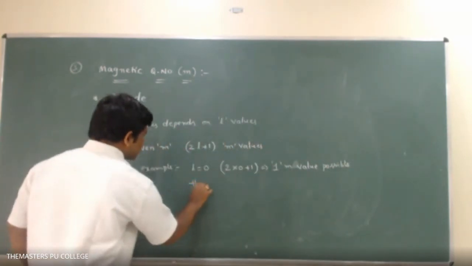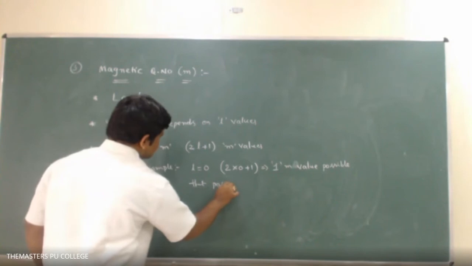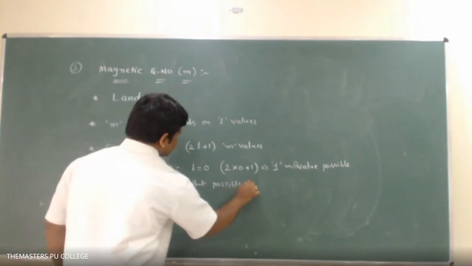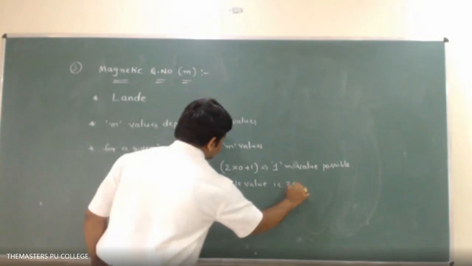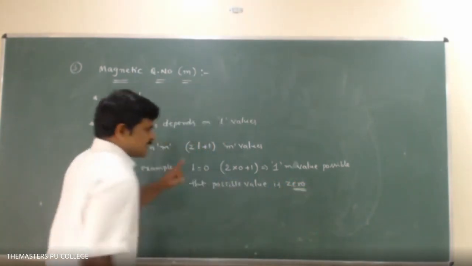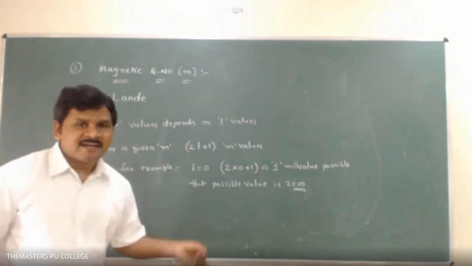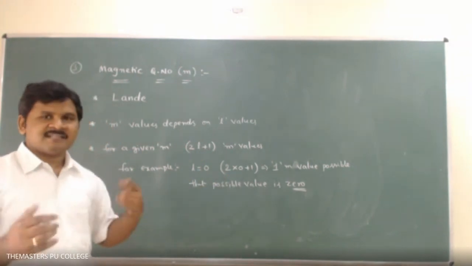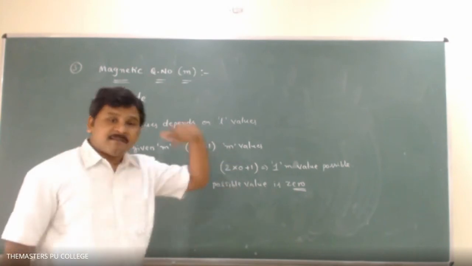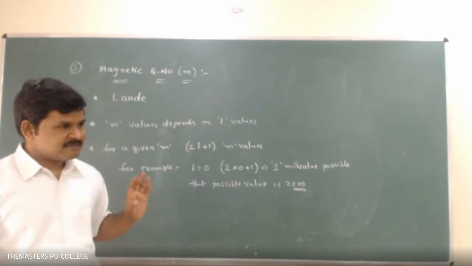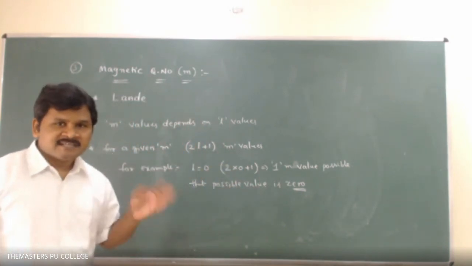That possible value is 0. Only one M value is possible, right? What is that M value? 0, you have to say. Here is a simple technique: if L is equal to 0, M is compulsory 0.